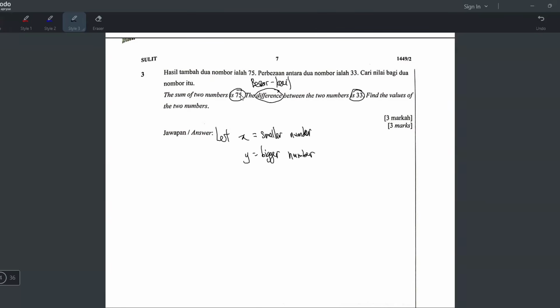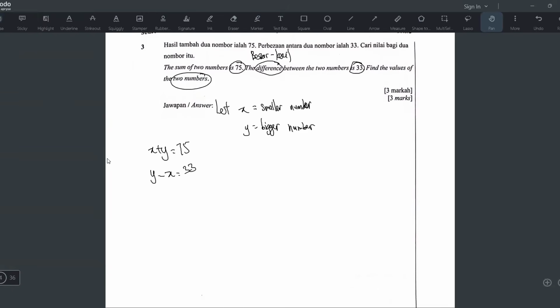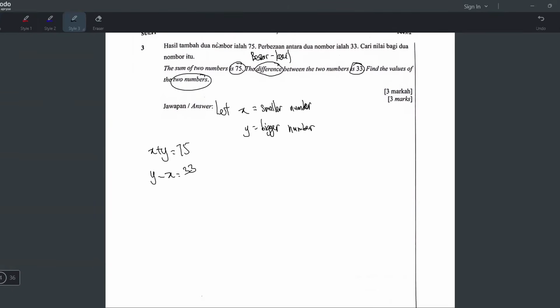Okay. So the sum is 75. Okay, the sum you can write x plus y or y plus x, doesn't matter because when you take the sum, it's commutative. That means you will write x plus y as y plus x also, it means the same thing. But the difference has to be big minus small. Besar tolak kecil. So since I jadikan y the bigger number, so it should be y minus x equals 33 lah. Okay. And then find the values of the two numbers. All right, so let's start. Okay, they never say which method. Okay, but I'll tell you all your option.